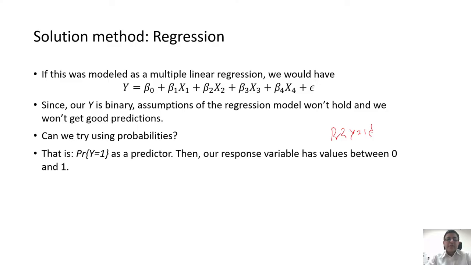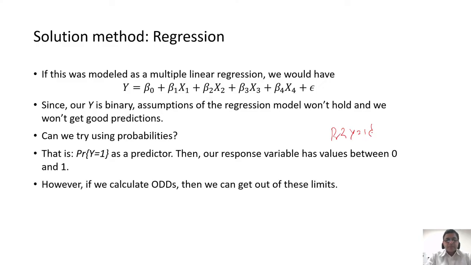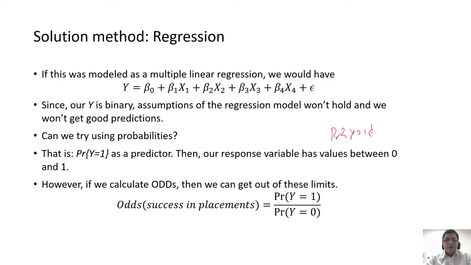So now we are moving away from only 0, 1 values to any value between 0 and 1, right? Turns out that even that is not a very right way to go ahead. But if we use odds instead of probabilities, then we can even get out of this limit of 0 and 1. Right now, if we use probabilities as our predictor, we are still limited to any value between 0 and 1. If we want to get out of this, then we can use odds, and odds are defined as a ratio of probabilities. So how do we define odds? Odds of success is the ratio of probability of Y is equal to 1 to the probability of Y is equal to 0, right? So this is called odds or odds ratio.